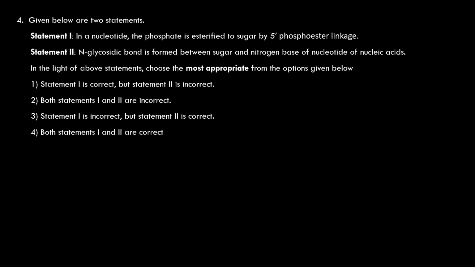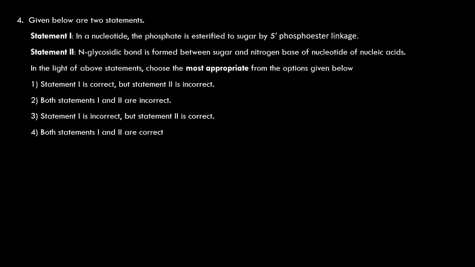Coming to the next question. Statement 1, Statement 2. In a nucleotide, the phosphate is esterified to sugar by 5' phosphoester linkage. Yes, absolutely true. The phosphate is attached to the fifth carbon of the ribose or deoxyribose sugar of a nucleotide.